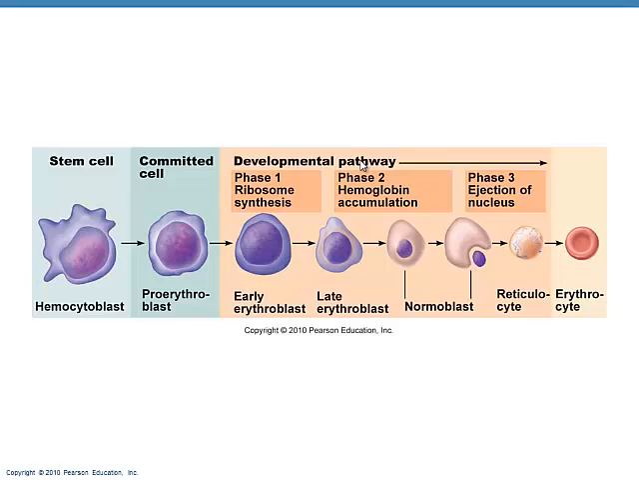So as the cell matures, what causes this cell to become a mature erythrocyte? Anybody know what the hormone is? Yep, EPO or erythropoietin. And who makes that? Kidneys. So that was in the last chapter, right? We're going to see it in this chapter again.